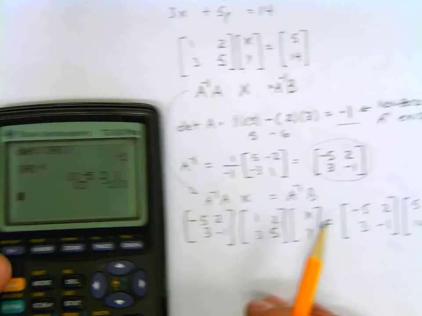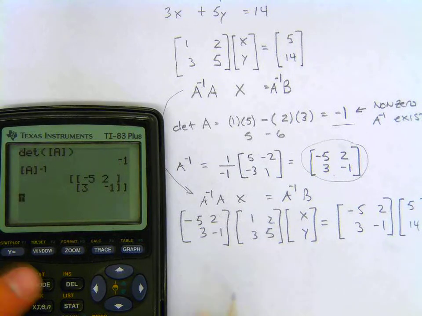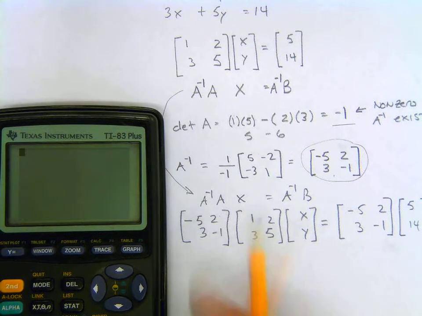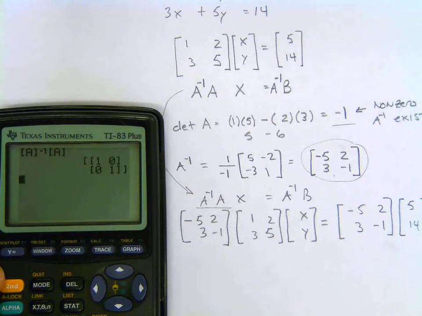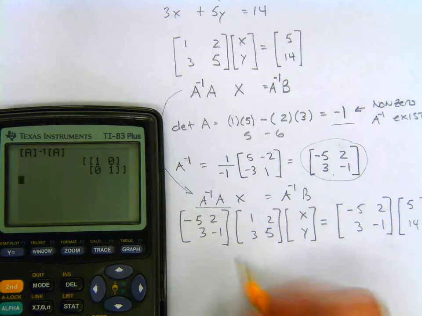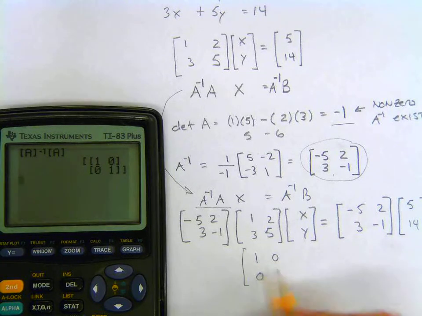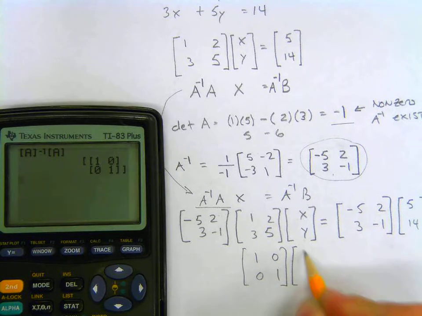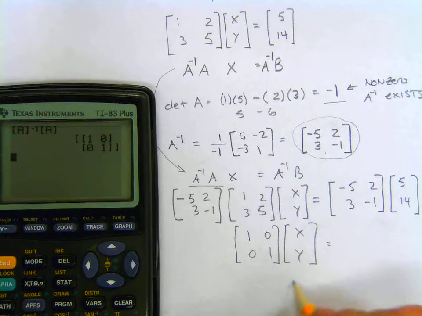So now all we have to do is the following. Let's do matrix A inverse times matrix A, and we get the identity matrix. So we have 1, 0, 0, 1 times x and y, which we know will be x and y.